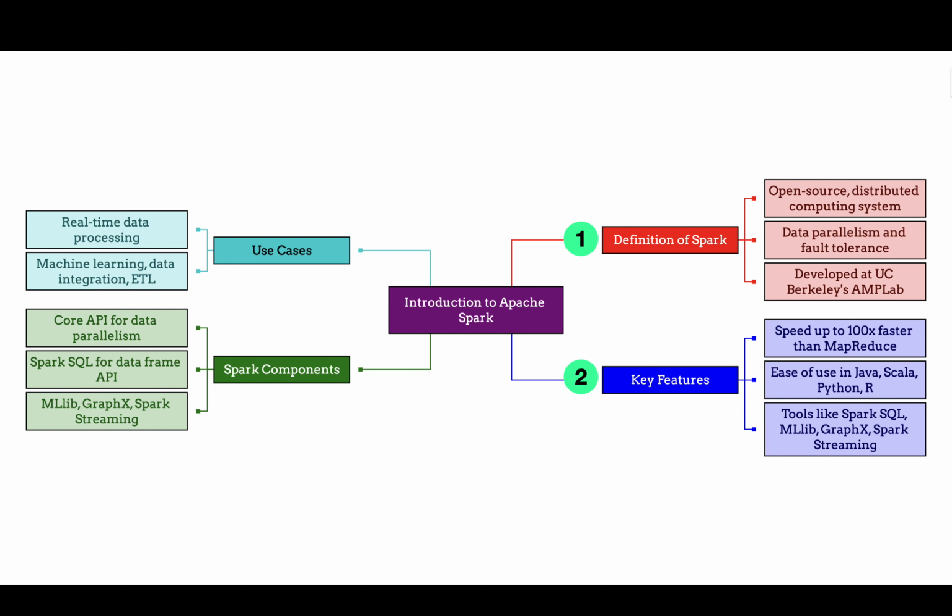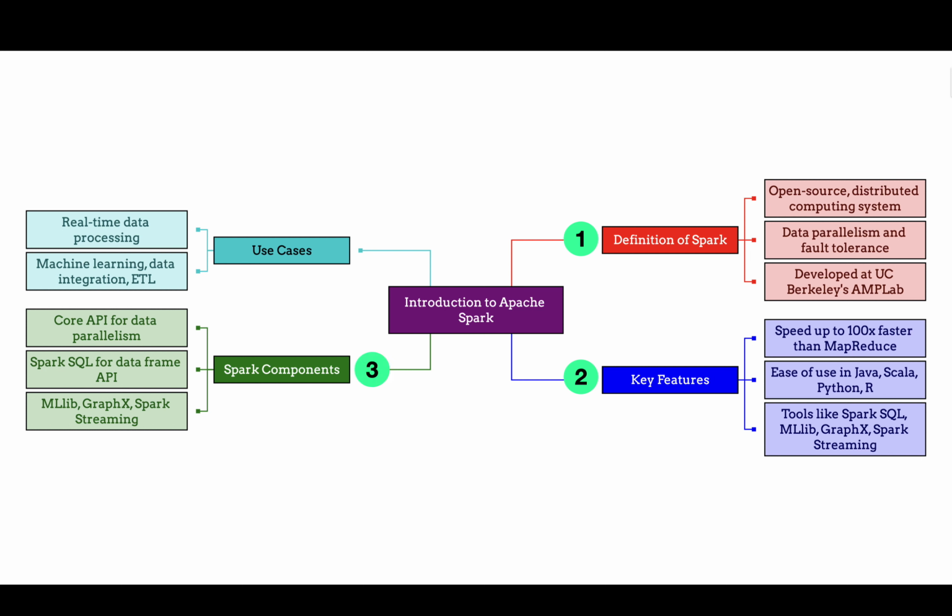2. Key features. Spark's main features include speed, capable of running programs up to 100x faster than Hadoop MapReduce, ease of use, supports applications written in Java, Scala, Python, and R, and a rich set of higher-level tools including Spark SQL, MLlib for machine learning, GraphX, and Spark Streaming.